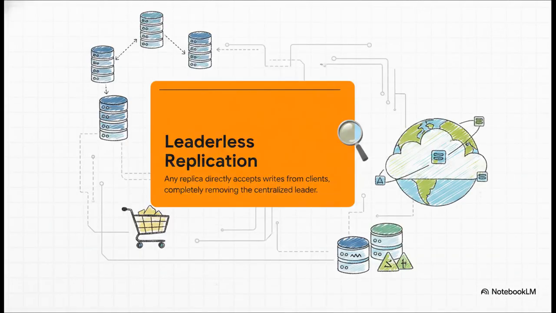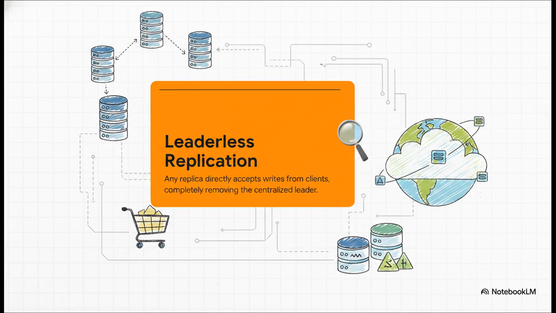To answer those questions, we need to define exactly what we're looking at. This architecture is formally known as leaderless replication. It's also really frequently referred to as Dynamo-style replication. And the reason for that is pretty interesting. While the core ideas were originally explored in older academic distributed systems papers, they became a massive, undeniable industry trend after Amazon published their famous 2007 white paper on their in-house Dynamo data store.